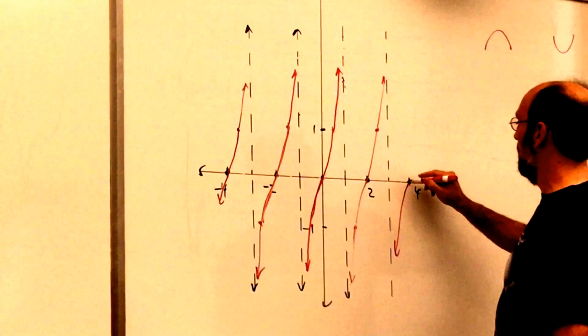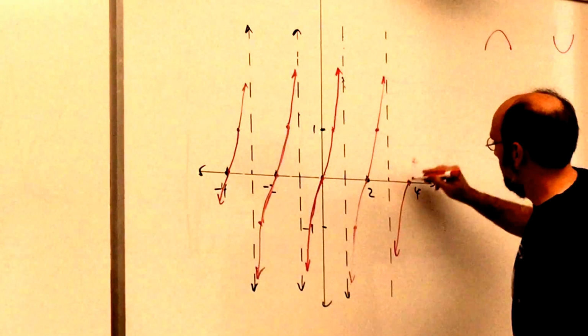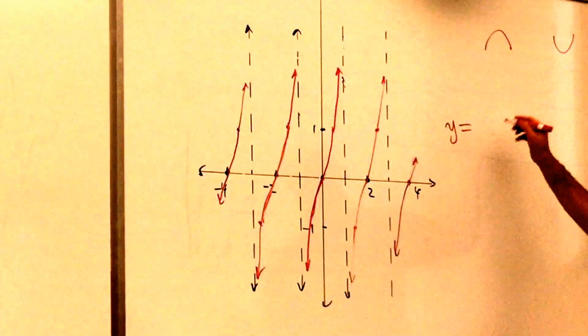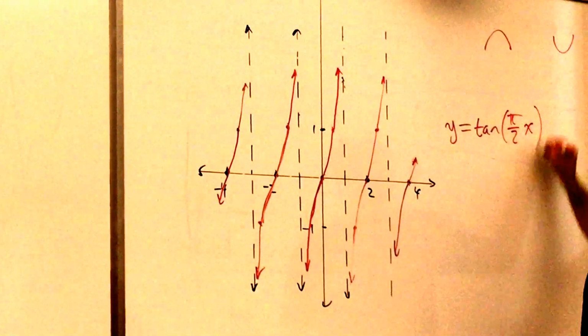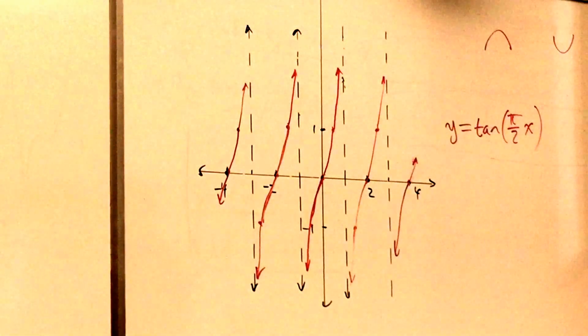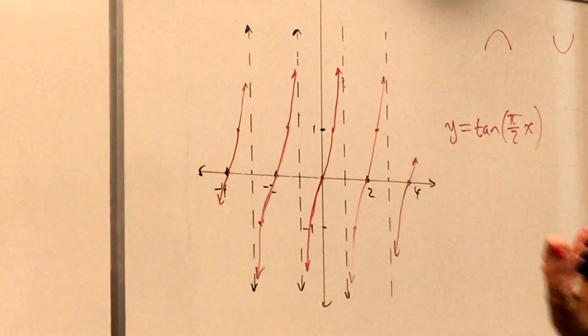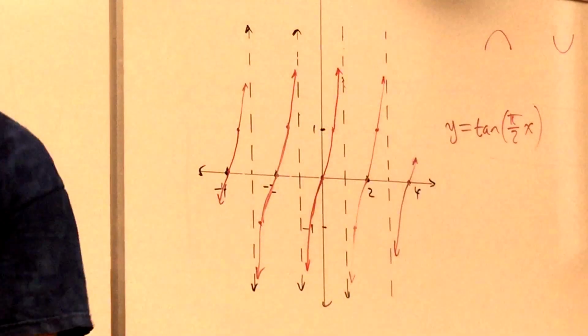So this is, so we have y equals the tangent of pi over 2 x. Okay? Make sense? All right. So basically, all I did was I adjusted my period accordingly. If I have a reflection or a stretch, I have to take that into account.